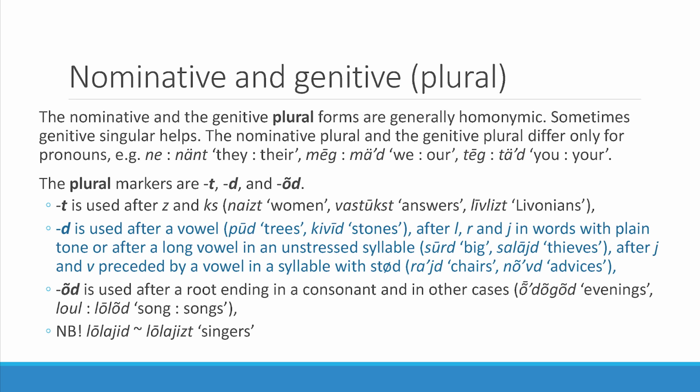Occasionally there are like two possibilities. So you can use either D or strong T. For example, this lolaji, it can be lolajit or lolajist. So it's like singers.